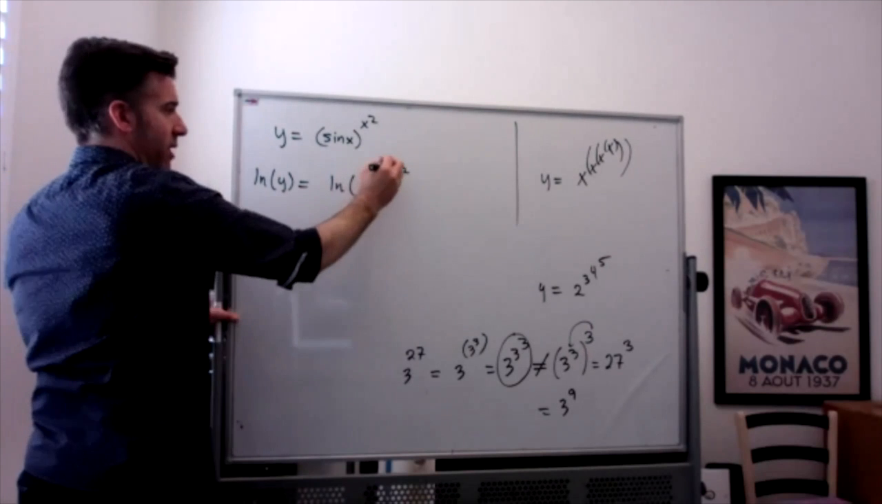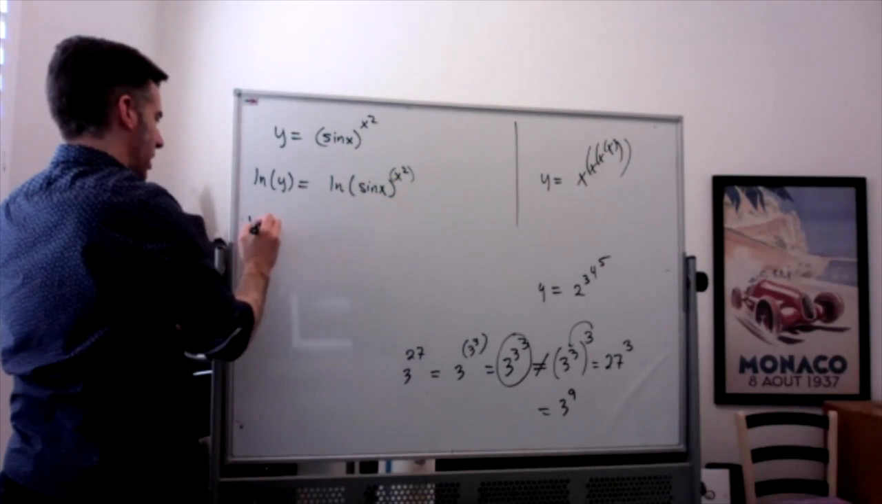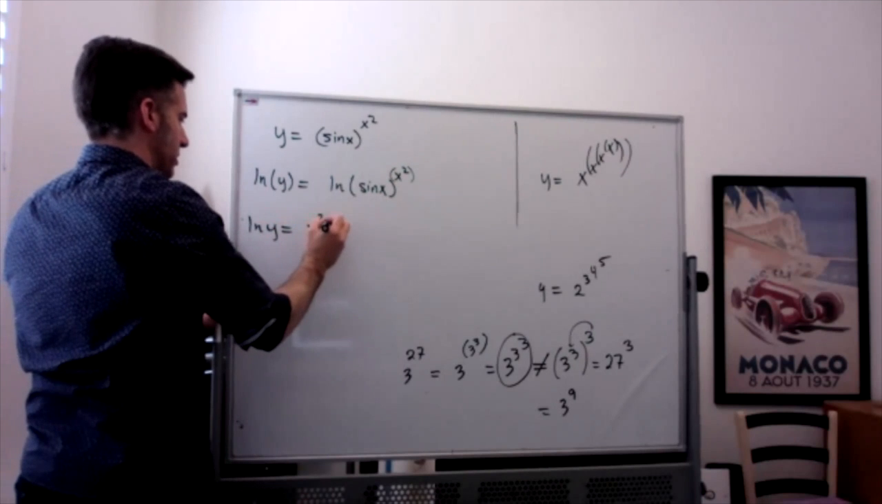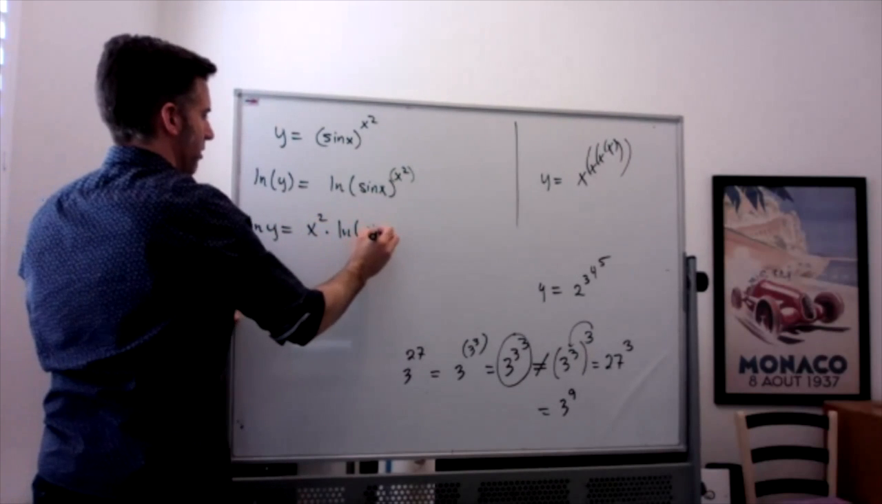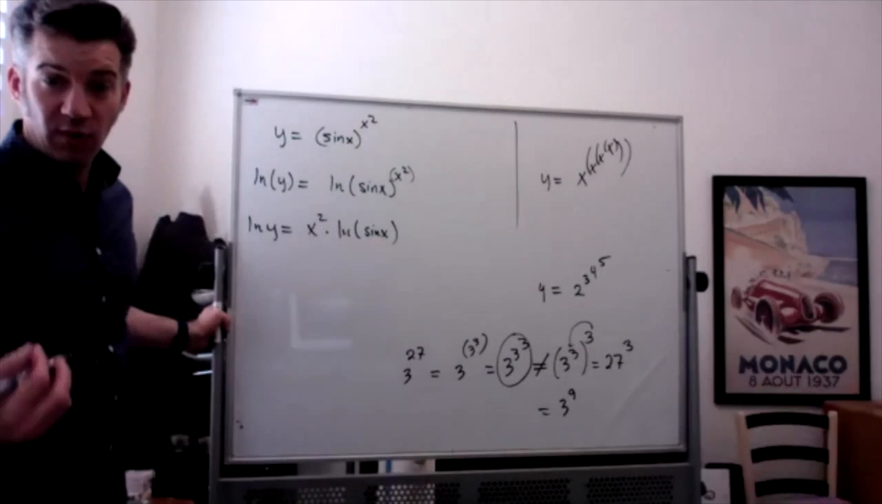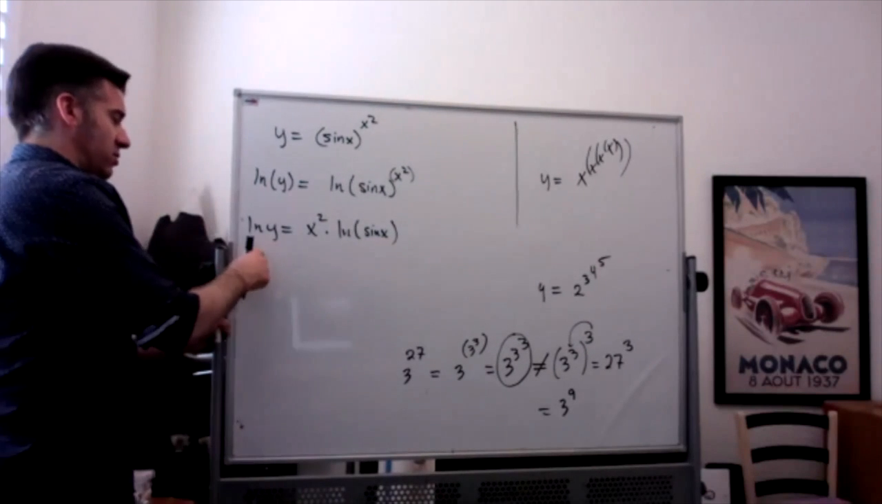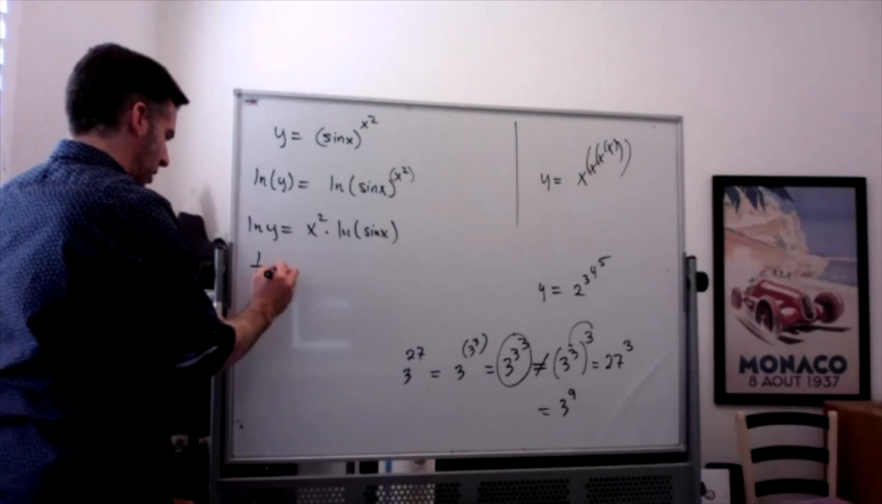And then we're going to bring down that power. So we're going to get the natural log of y equal to x squared times the natural log of sine of x. And then we're going to differentiate both sides. The derivative of the natural log of y is 1 over y times y prime.